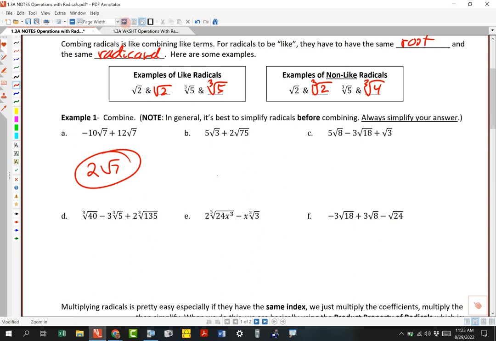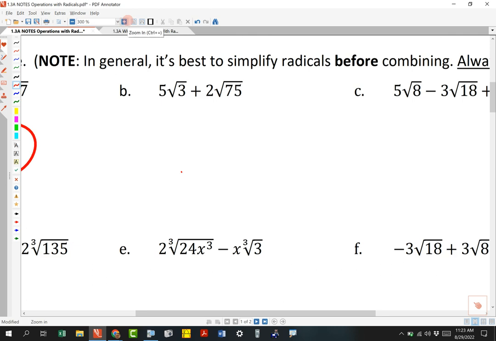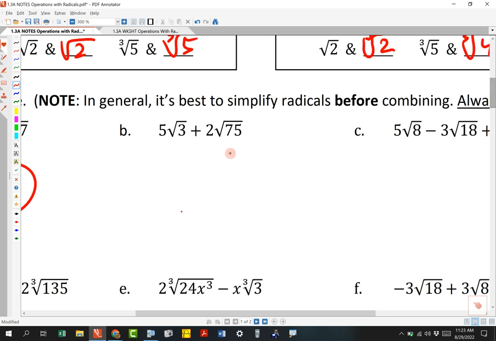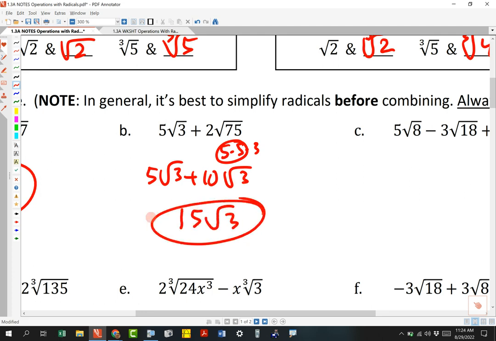Doesn't look like they're like radicals right now, but again, we haven't simplified this, so let's check and see what we get. This is going to be a 25 times 3, 5 times 5 times 3. So I've got a 5 radical 3. If I pull that 5 on the outside, this is now a 10 radical 3. So I end up with 15 radical 3. Everybody good there?